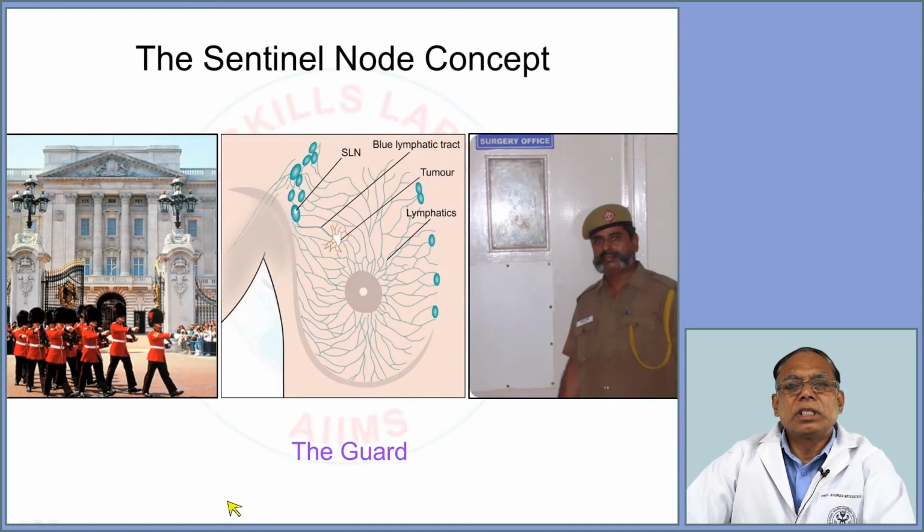Now we come to the concept of sentinel lymph node biopsy. If you were to visit the Queen, Her Majesty the Queen of England, and go to London and go in front of the Buckingham Palace where the Queen lives, you don't just barge in. You ask the guard, is Her Majesty inside? If she is, then you go inside and bow down to her and pay your respect and tribute. However, if the guard says no, Her Majesty is not inside, then you don't fiddle around there.